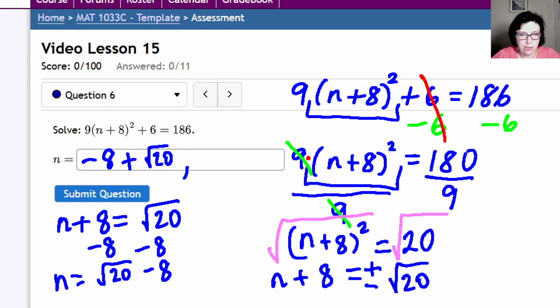But that's not the only solution because you also can get a negative, right? So let me just insert it here. If this were a negative, what would have happened? Well, all that would have happened is that this square root will now be a negative square root, but everything else is the same. And your second solution will be negative 8 minus the square root of 20. And there is your answer.